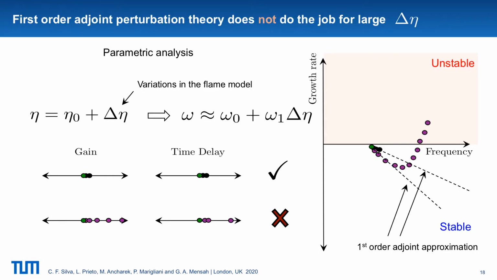So what do we obtain? We see that for small perturbations in the gain and in the time delay, this first order adjoint approximation, which is represented here by the dashed lines, works pretty well, but for large perturbations it does not work very well. Here we actually have a non-monotonic trajectory in the complex plane.